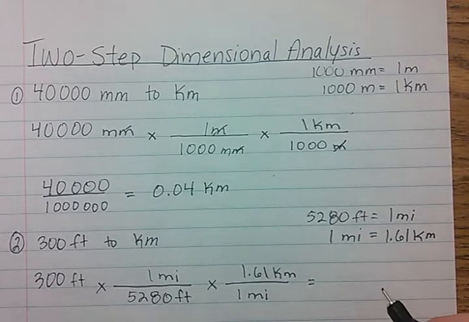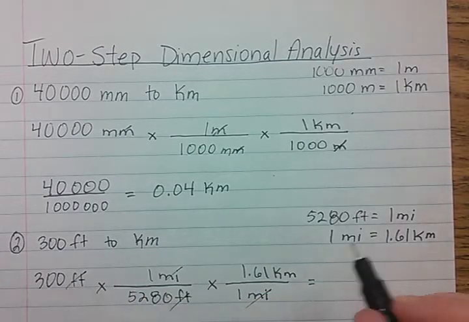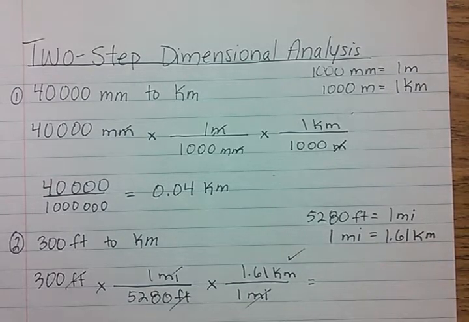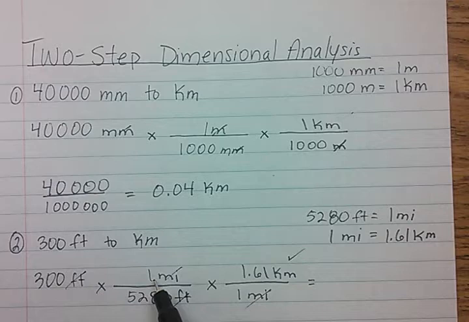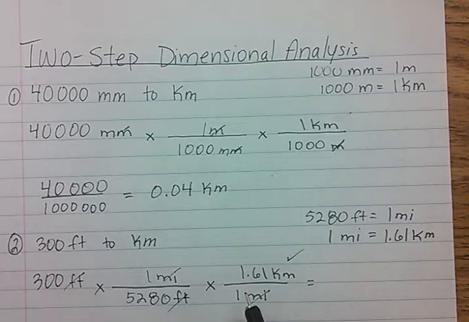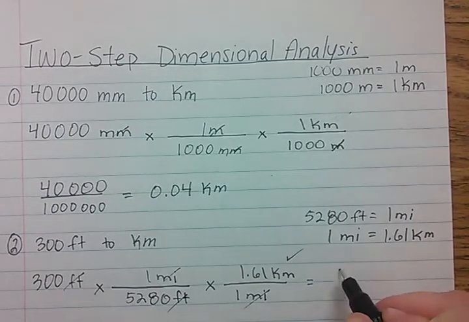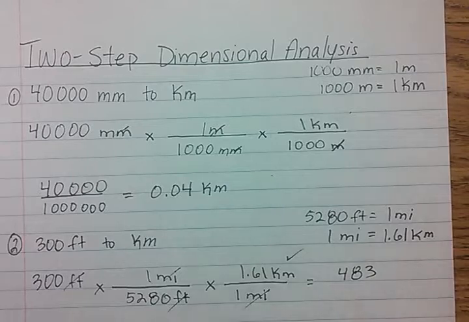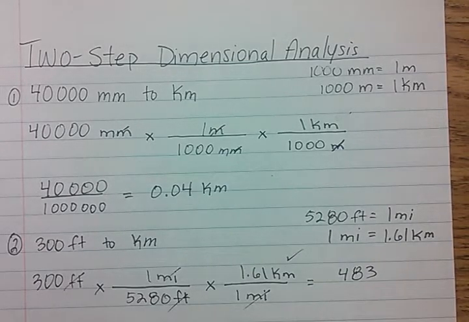Next, we want to multiply everything on the top and divide by everything on the bottom. Oh wait, we want to cancel out repeated units. Sorry about that. So feet and feet cancel out, miles and miles cancel out. We're left with kilometers, which is what we want to end up with. Okay, now we multiply everything on the top and divide by everything on the bottom. So we do 300 times 1 times 1.61. Make sure you're doing order of operations here. And you should get 483.